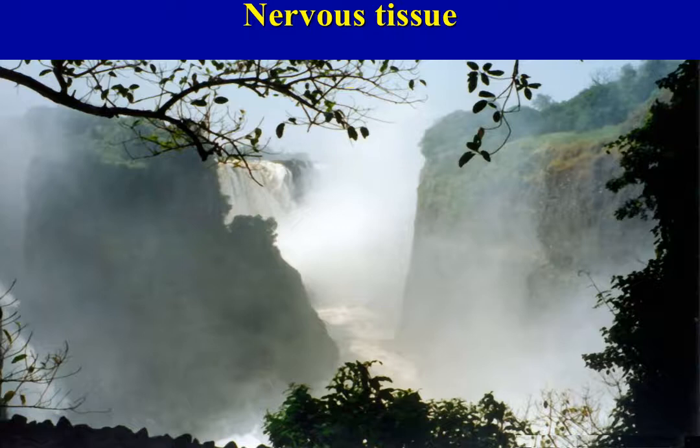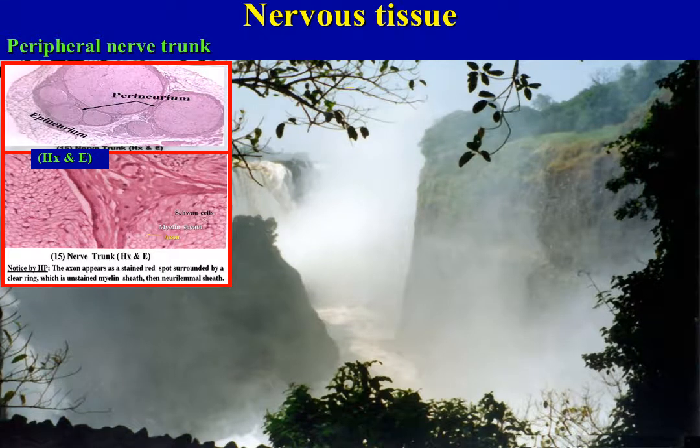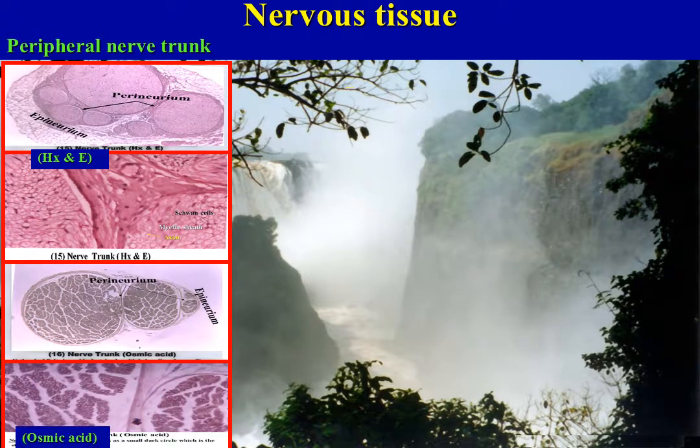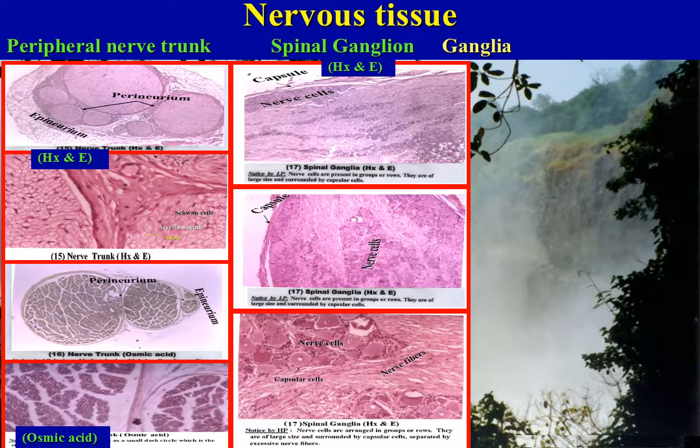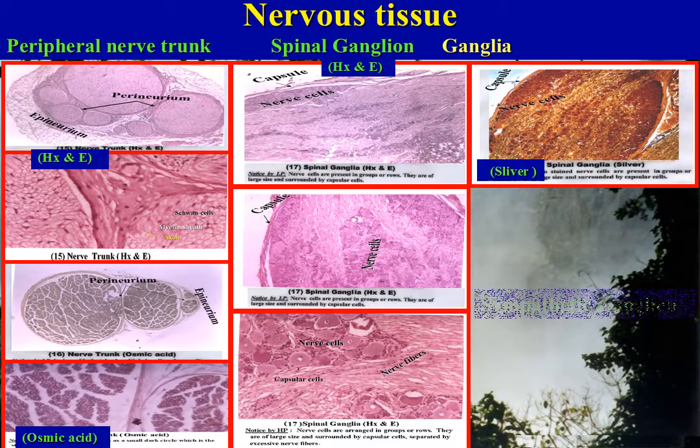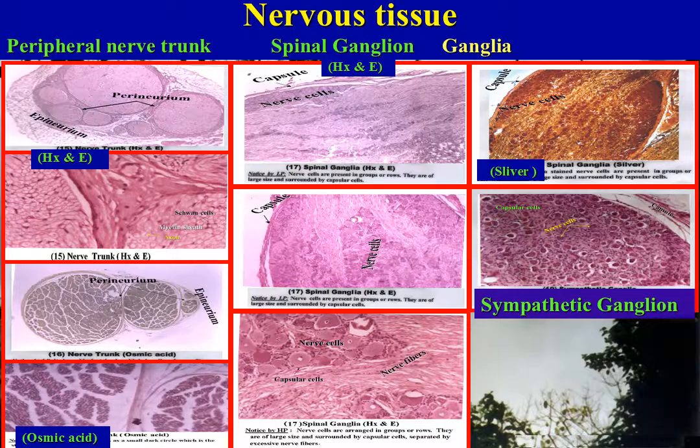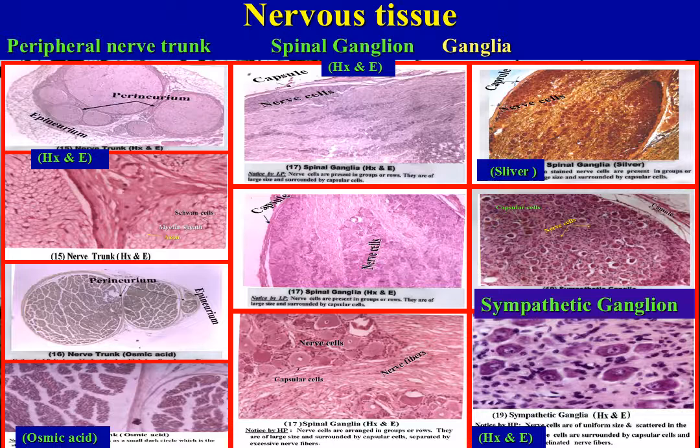Nervous tissue. Examples: peripheral nerve trunk, stained with hematoxylin and eosin, examined by low power and high power. Peripheral nerve trunk, stained with osmic acid to stain the myelin sheath, examined by low power and high power. Ganglia. Spinal ganglia, stained with hematoxylin and eosin, examined by low power and high power. Spinal ganglia, stained with silver, examined by low power. Sympathetic ganglia, stained with hematoxylin and eosin, examined by low power and high power.